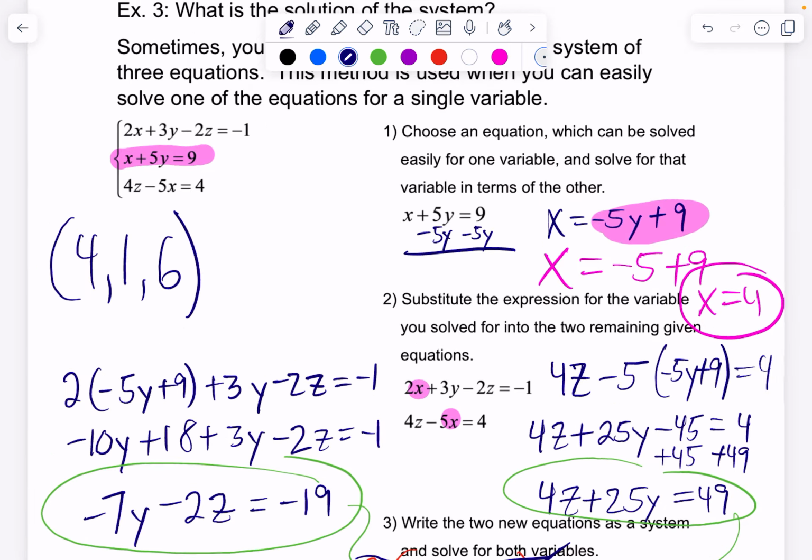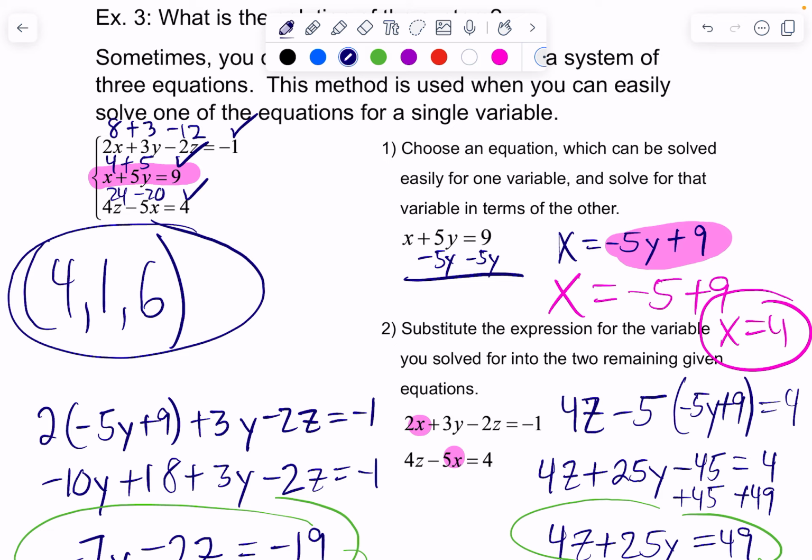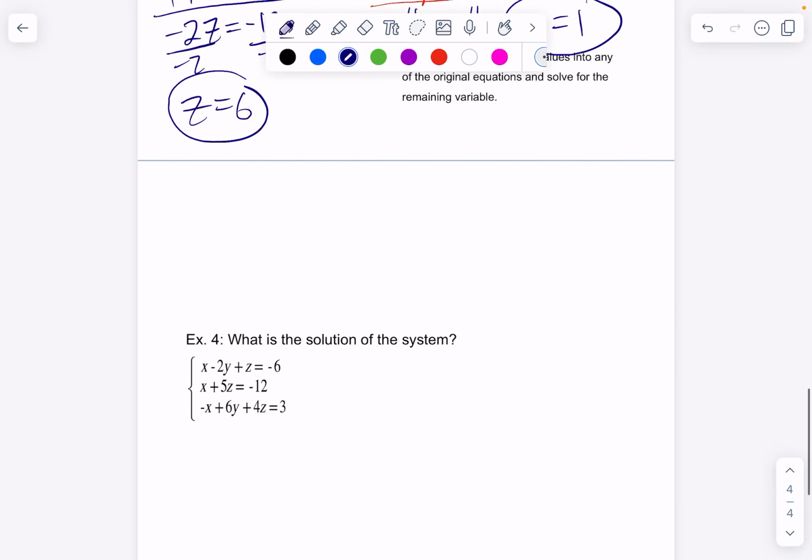Let's check it. Okay, 8 plus 3 is 11 minus 12. Yes. 4 plus 5 is 9. Yes. And then 24 minus 20 is 4. Yes, it works. All right, let's try another one.